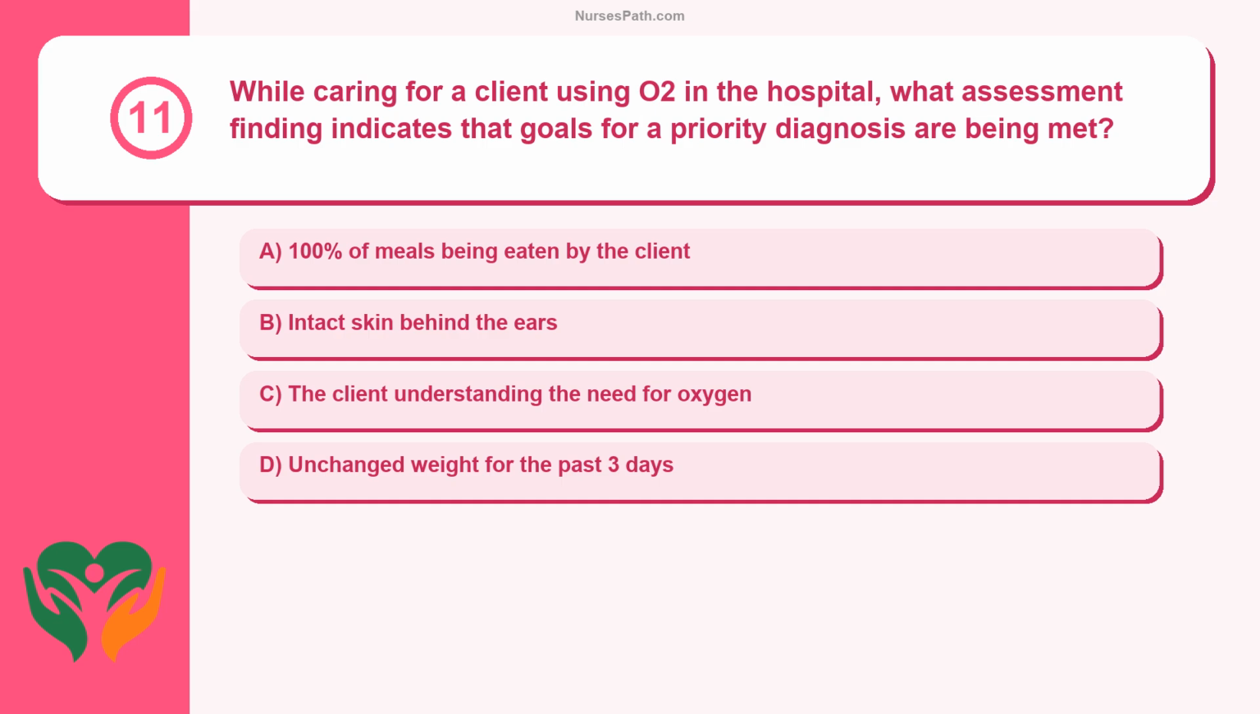Question 11. While caring for a client using O2 in the hospital, what assessment finding indicates that goals for a priority diagnosis are being met? A. 100% of meals being eaten by the client. B. Intact skin behind the ears. C. The client understanding the need for oxygen. D. Unchanged weight for the past 3 days.